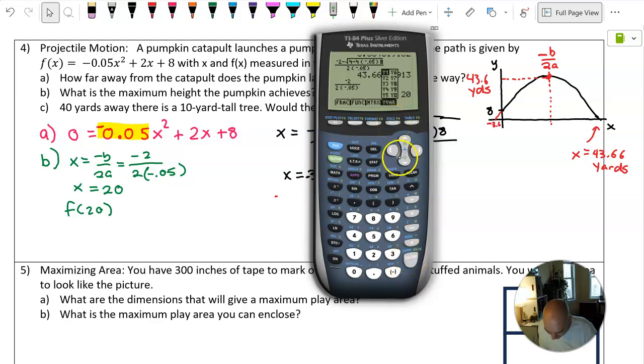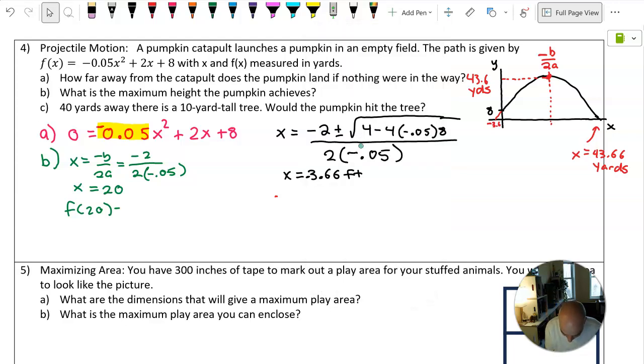Notice how y1 is highlighted. That's because that's the default. And then you can do y1 of 20. That's going to take 20 and plug it into the equation in your y1. So y1 of 20 is 28. So f of 20 must be 28. And that means that the maximum height, what is the maximum height the pumpkin achieves? 28 yards.